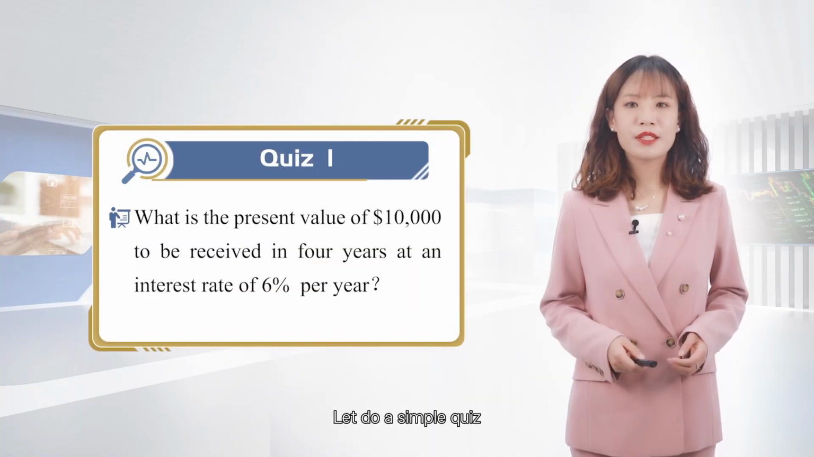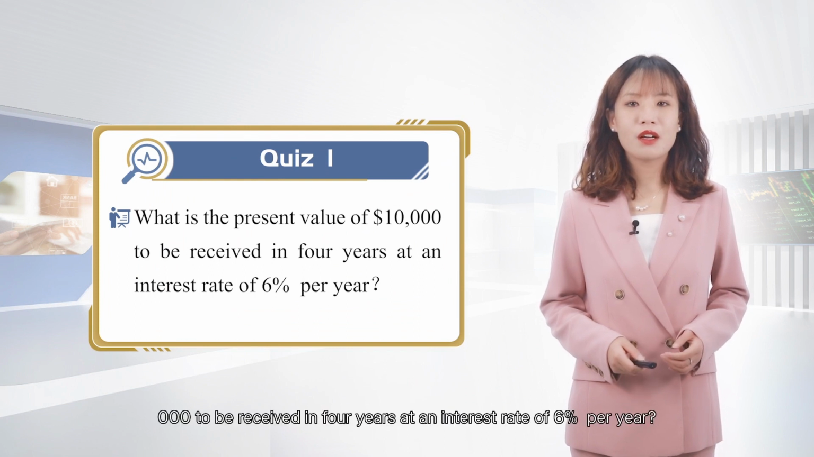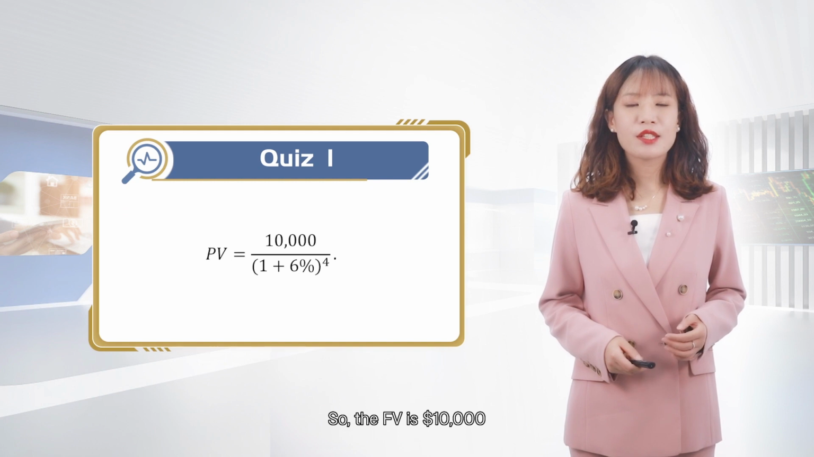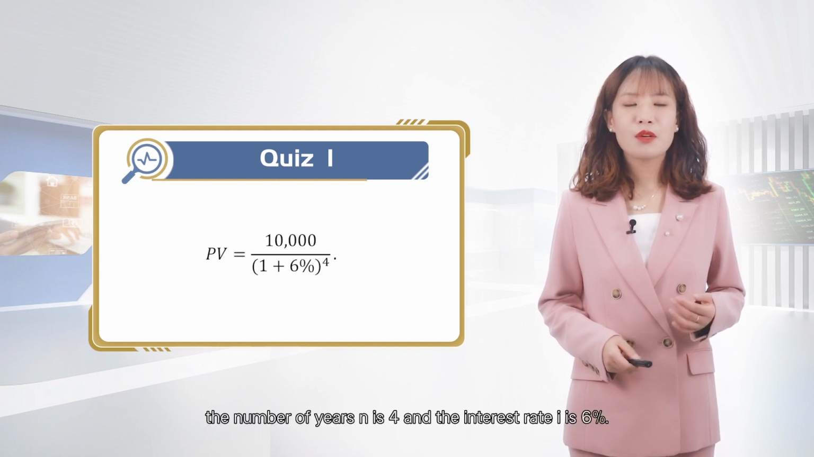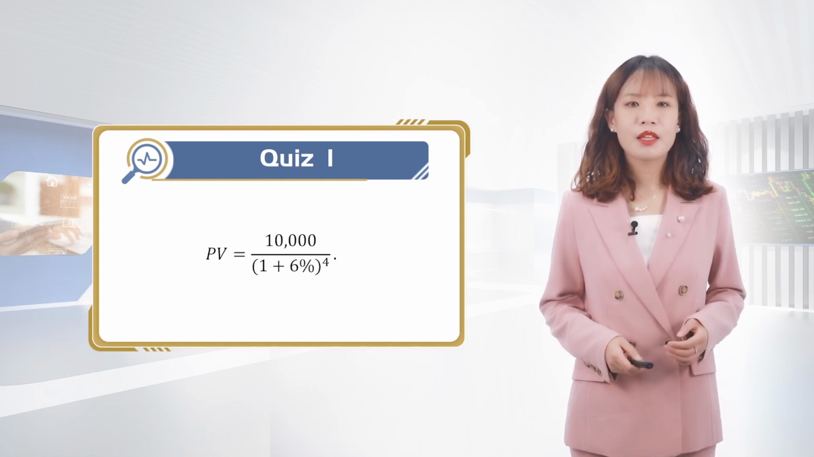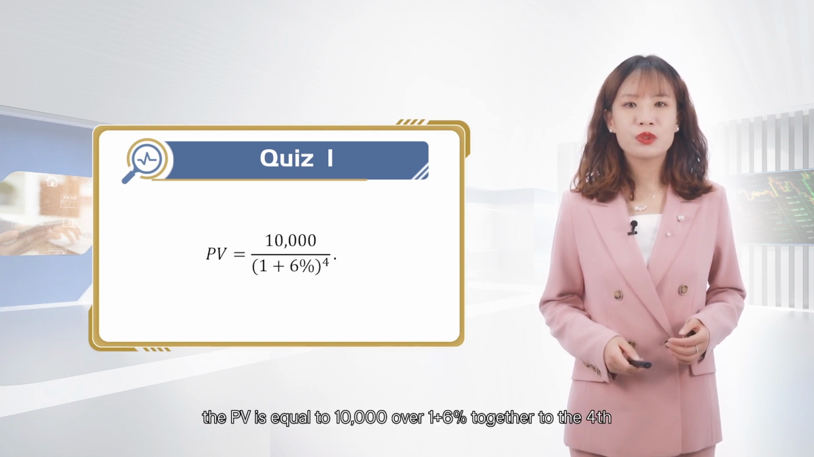Let's do a simple quiz. What is the present value of $10,000 to be received in 4 years at an interest rate of 6% per year? So the FV is $10,000. The number of years N is 4, and the interest rate I is 6%. By the present value factor, the PV is equal to 10,000 over 1 plus 6% to the 4th.